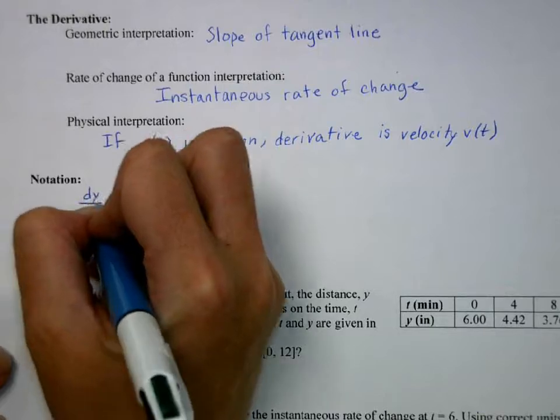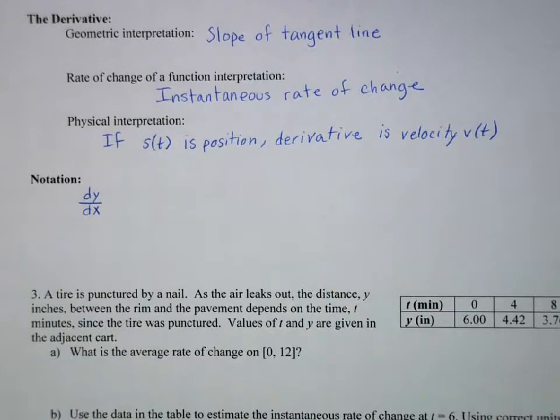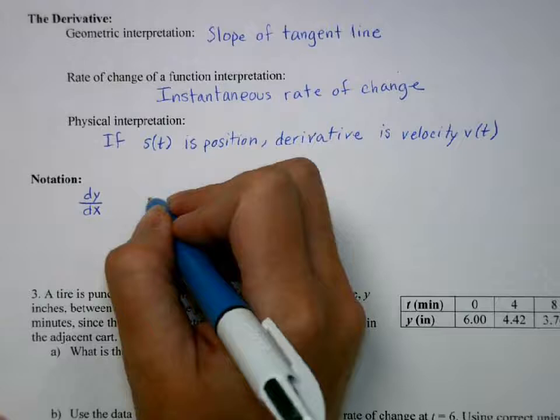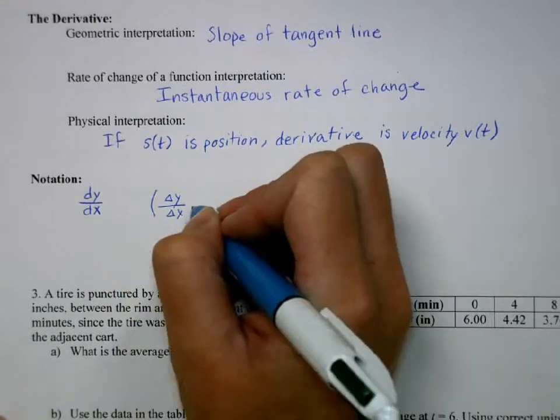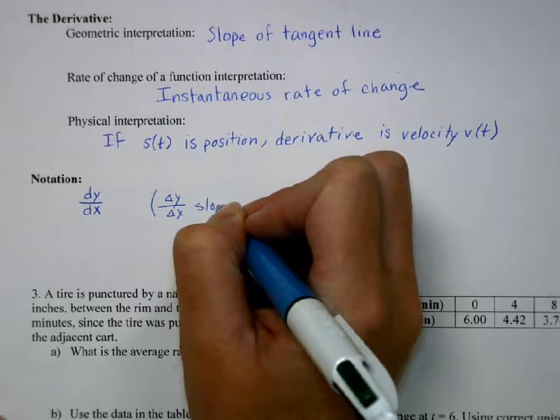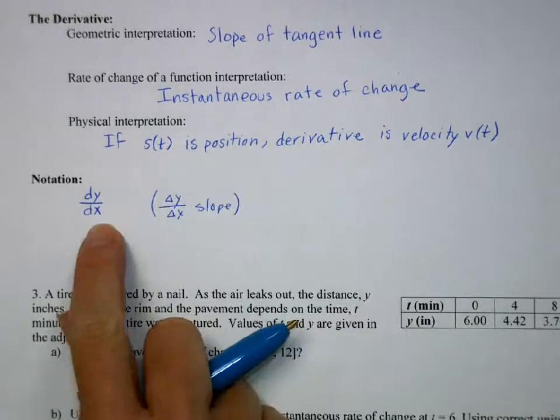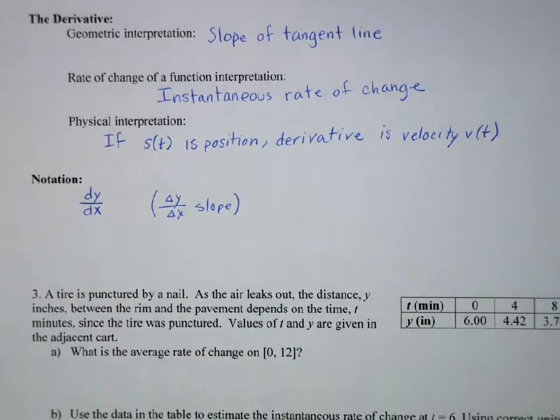One very common way to represent the derivative is dy/dx. This is going to come from the idea of slope, where slope would be delta y over delta x. dy/dx is an instantaneous slope. It's the slope at a single location.